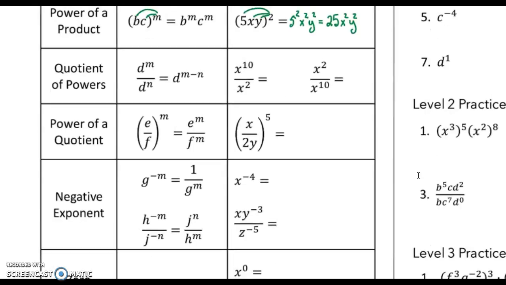So let's look at that with some examples. So we have x to the 10th over x squared. We're going to do 10 minus 2 and get 8.